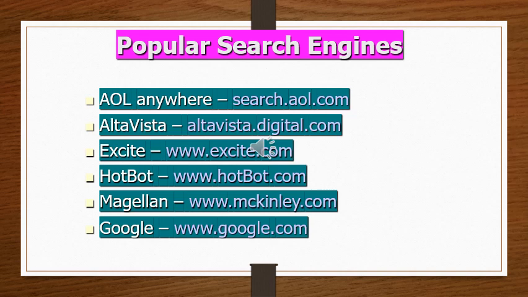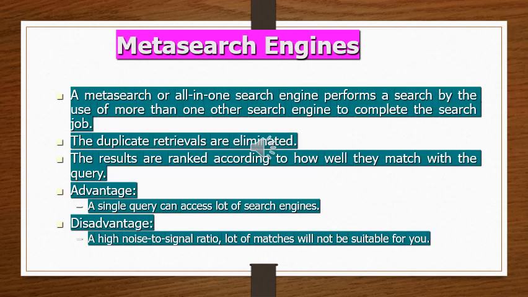But just like I said previously, Google has taken over everything. Whatever you're looking for, the moment you search Google, you're actually going to see a lot of it. It has bigger databases than most of the other search engines. The next category is the meta search engines. A meta search or all-in-one search engine performs a search by use of more than one other search engine to complete the search job. If there are duplicates, they are eliminated, and the results are ranked according to how well they match with the query you sent.